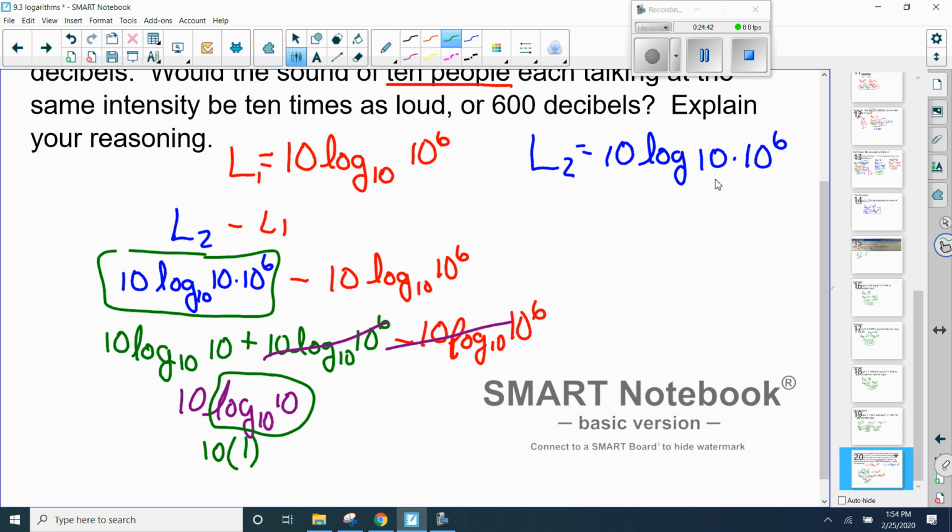Remind me to come back to this tomorrow, because the reason that this is 60 is because of this. What's the answer to this part right here? Your exponent is 6, and you take it times this 10, which makes it 60.